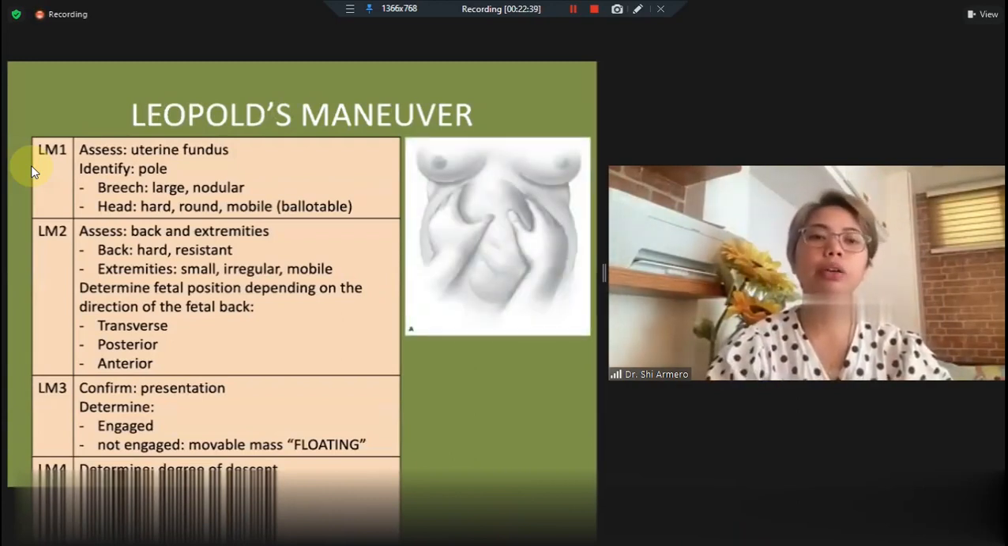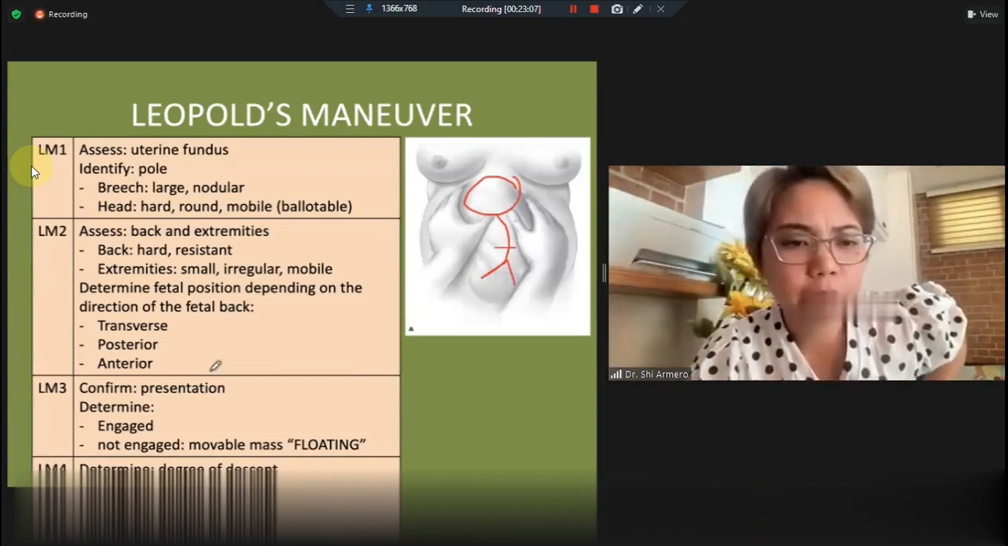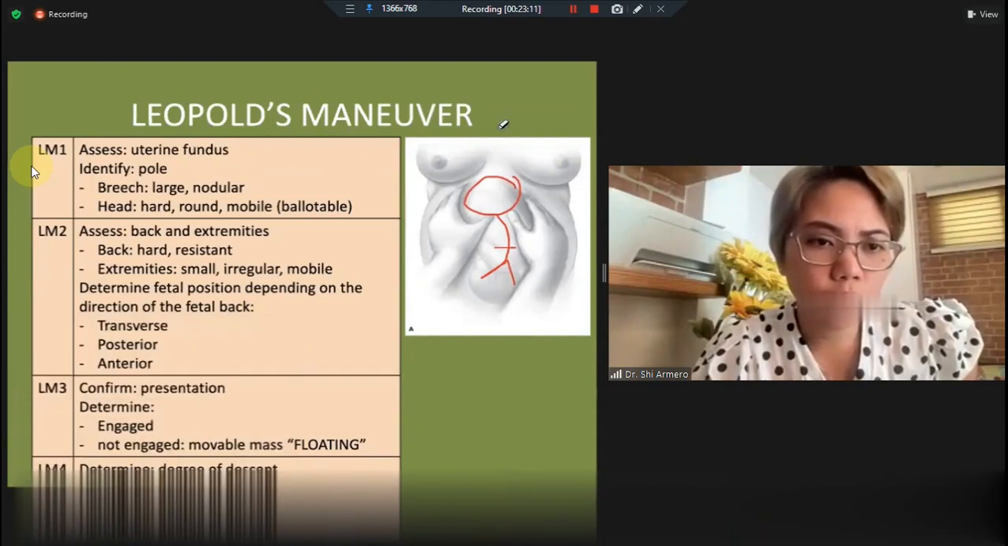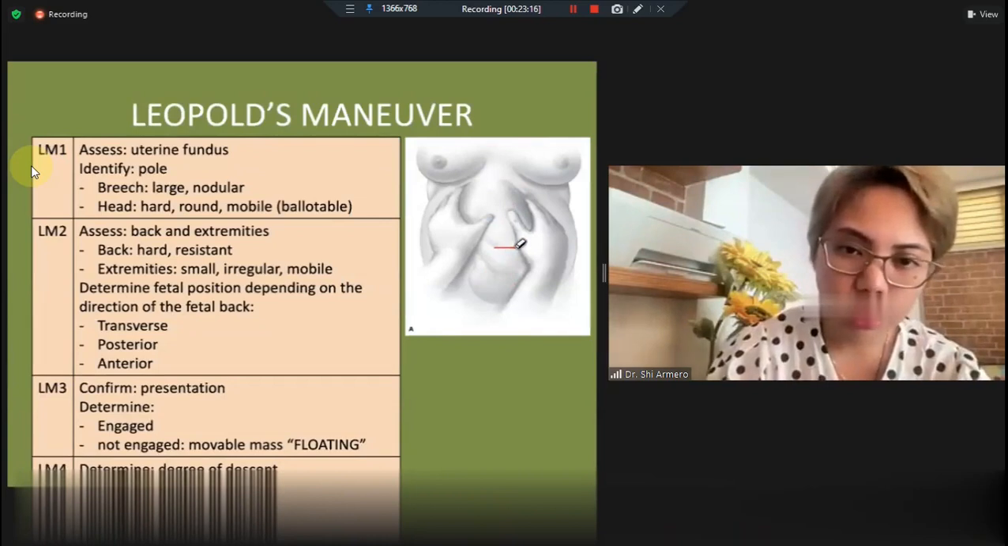Leopold's maneuver 1, you will grasp the fundus and identify what occupies the fundus. Is it a large nodular mass, which is the breech, or is it a hard, round, mobile, ballotable mass? Say, for example, during Leopold's maneuver 1, you are able to appreciate a mobile ballotable mass. So that means the head is there, so the presentation is breech. Okay? However, if you are able to palpate a hard, nodular, large mass at the fundus, so likely it's the breech. So the presentation is here, cephalic, as you can see.